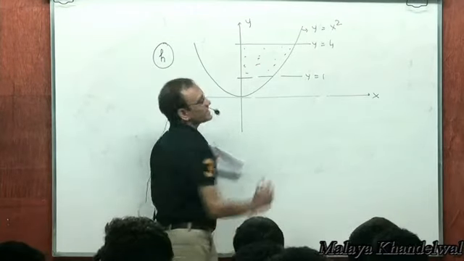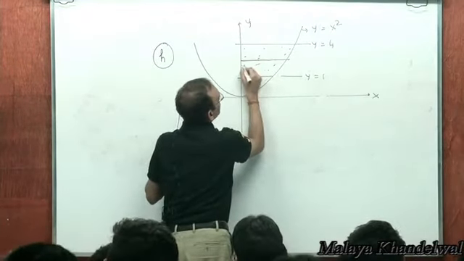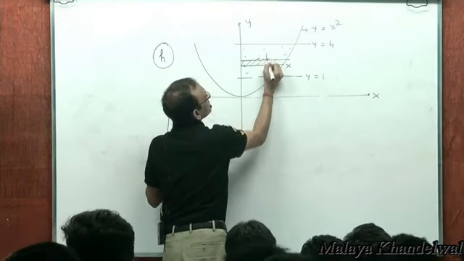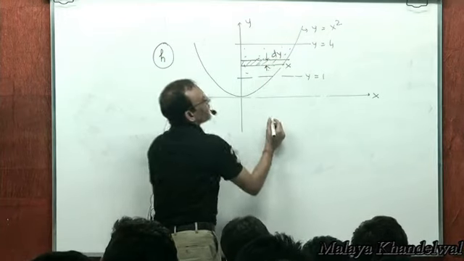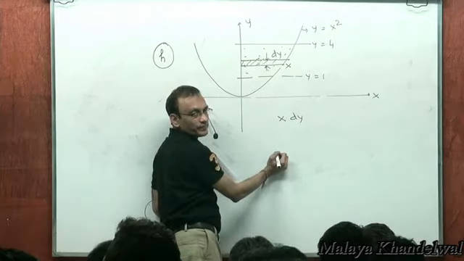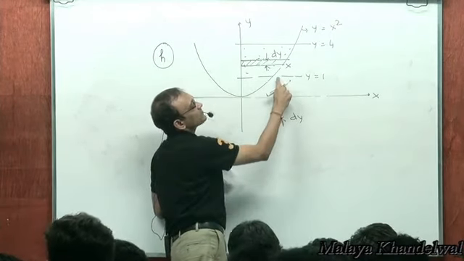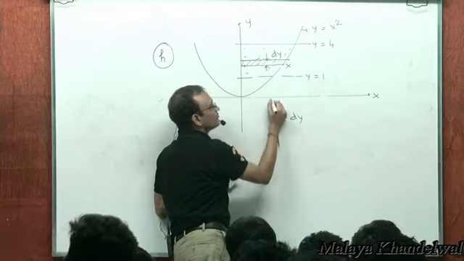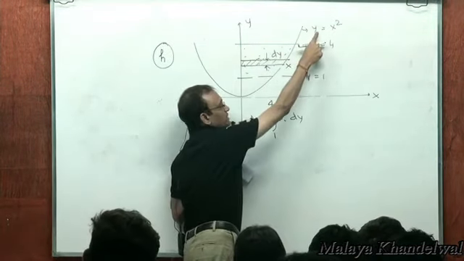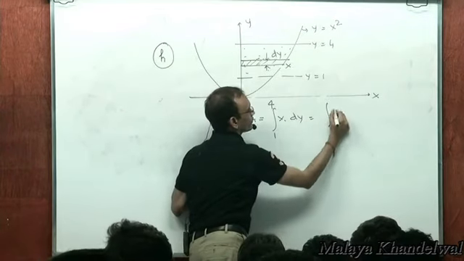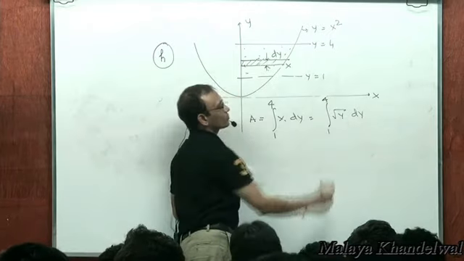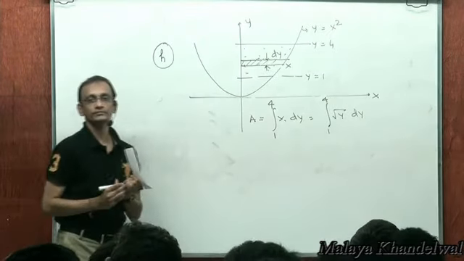Take horizontal strips this time. So take a strip of this kind. This length is x, this is dy. So the area of the shaded portion would be x into dy, where y runs from 1 to 4, and that will be the required area. And now x you can put as root y, where y runs from 1 to 4. That will be the required area.